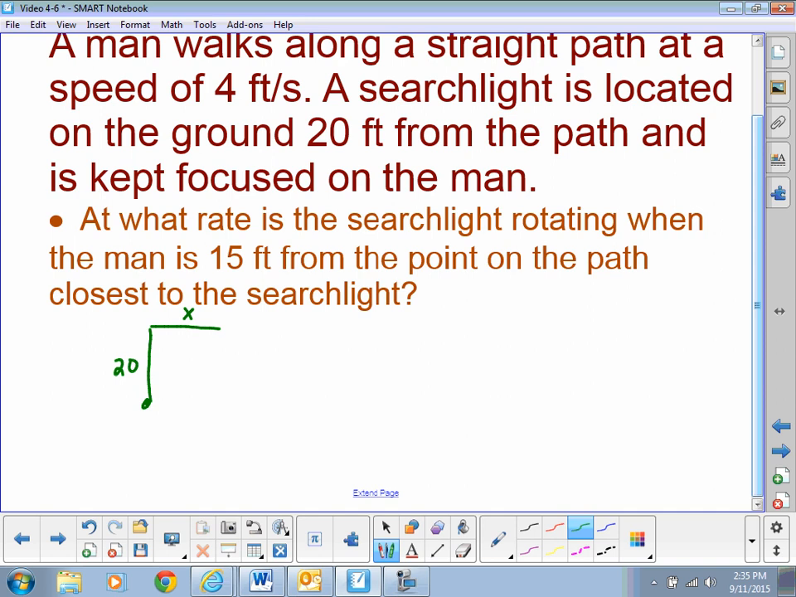We'll label this SL for searchlight. That's our searchlight right there. And if x is the path the man's walking, that's our searchlight going there, staying on the man as he walks. We want to know the rate that the searchlight is rotating. Well, that's going to deal with an angle. The searchlight is located at this SL here, so if we want to know how it's rotating, we want to work with that angle theta there.